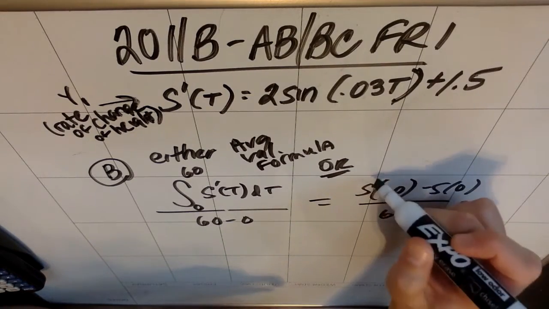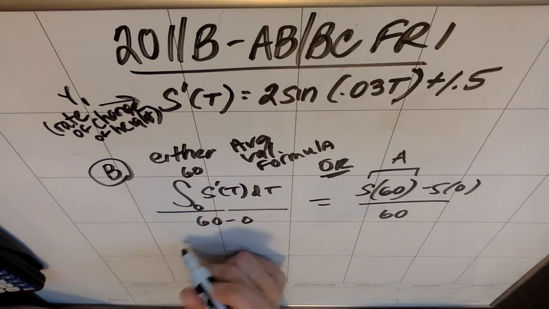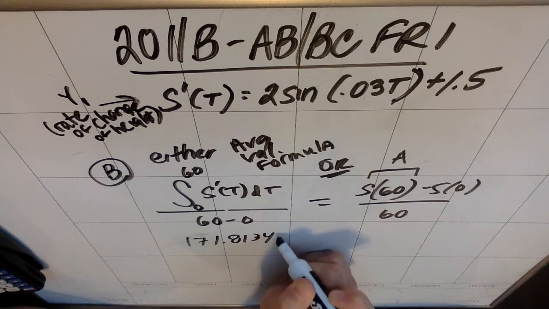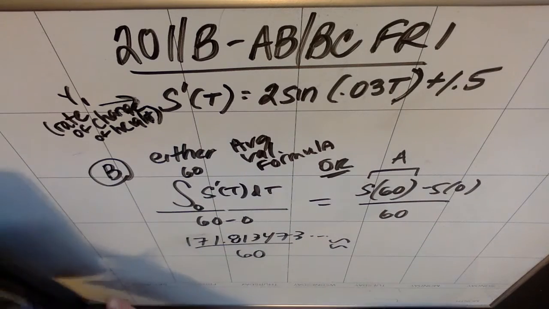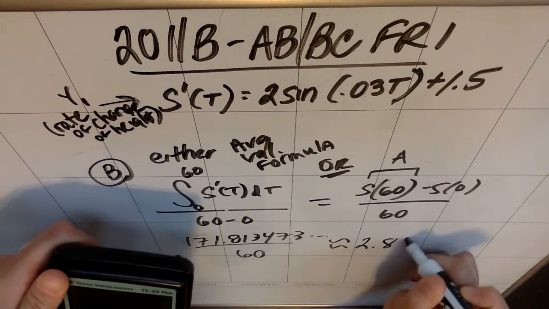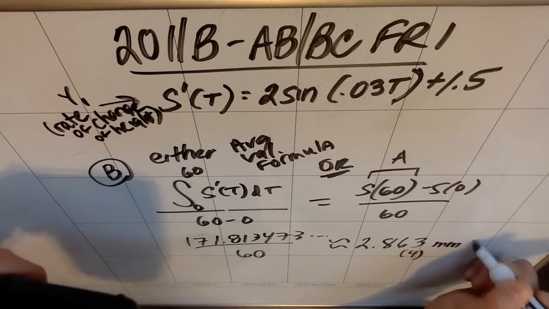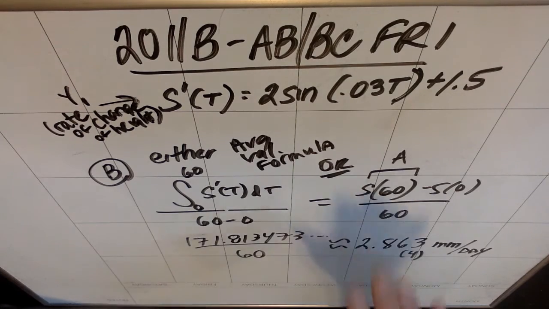So if you take the thing that you got as your answer from part A and divide it by 60, then you're going to get the average value. So essentially, if I take the thing I just stored as A, which was the 171.81347 blah, blah, blah, divide by 60, right? I'm going to get that is approximately 2.863 or 4 millimeters per day, right? Because it's the average rate of change, so millimeters per day.